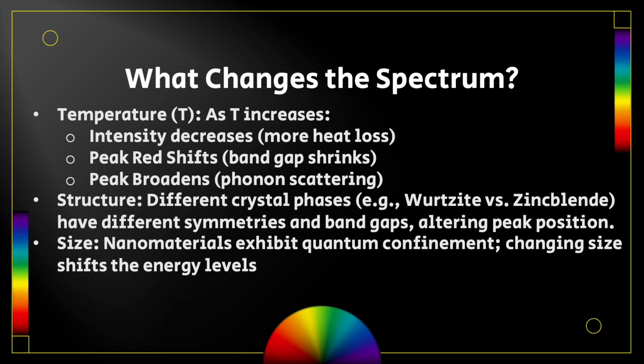The next one is structure. The crystal phase matters. Even with the same chemical formula, different arrangements like wurtzite versus zinc blende have different symmetries. This changes the band gap and consequently shifts the peak position. Next one is the size. This is particularly relevant for nanomaterials. Due to quantum confinement, changing the physical size of a particle will shift its energy levels. This allows us to tune the color of the light simply by changing the size of the material.